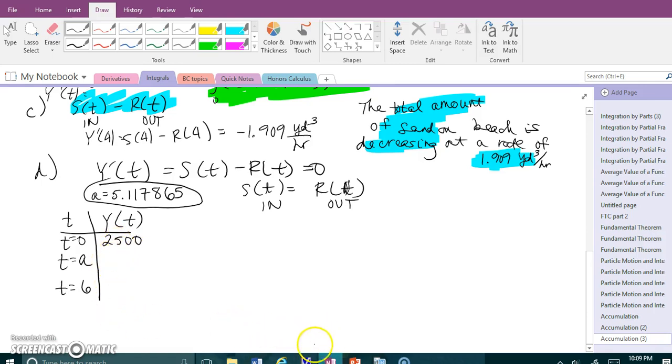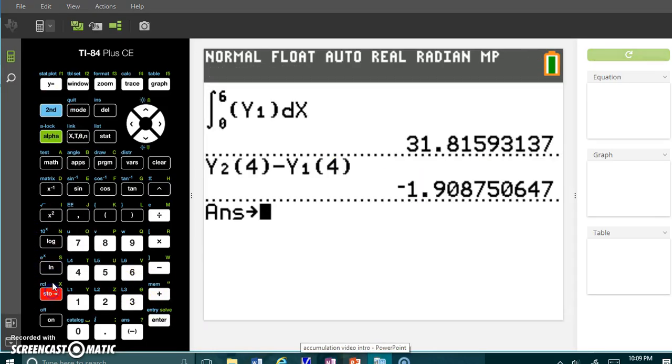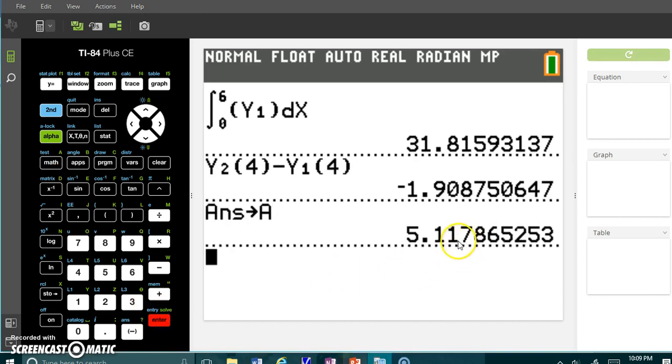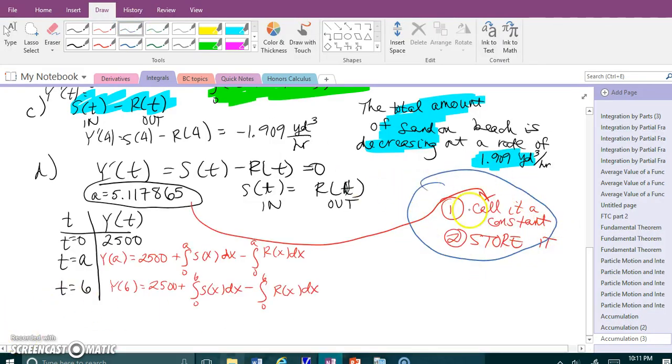So the second important thing to realize is you need to go back to your main screen and you're going to store this as A. Your calculator is going to remember the last thing it found, which is the critical value. So those are two things you must do. I just wrote down those two things to remember.